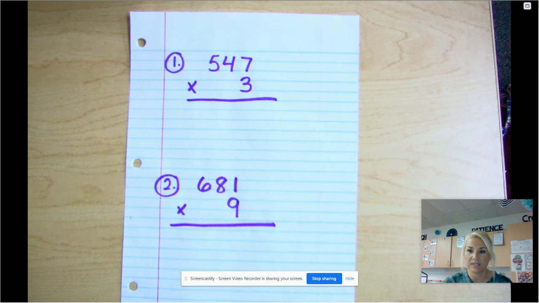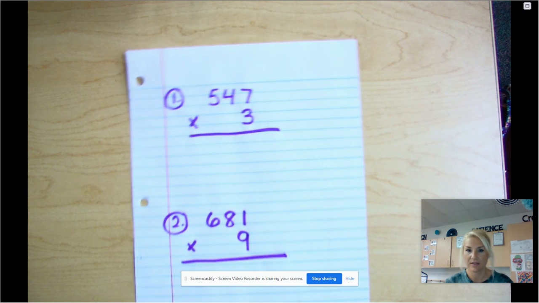So I'm going to model how to do 2 of these problems, and then you're going to be doing a practice page that is uploaded to Google Classroom, and then you're going to submit that page to me so I can check to make sure that you're doing this properly. So one thing you're going to need for your success is knowing your multiplication facts. So I'm going to go through, we're going to start with number 1.